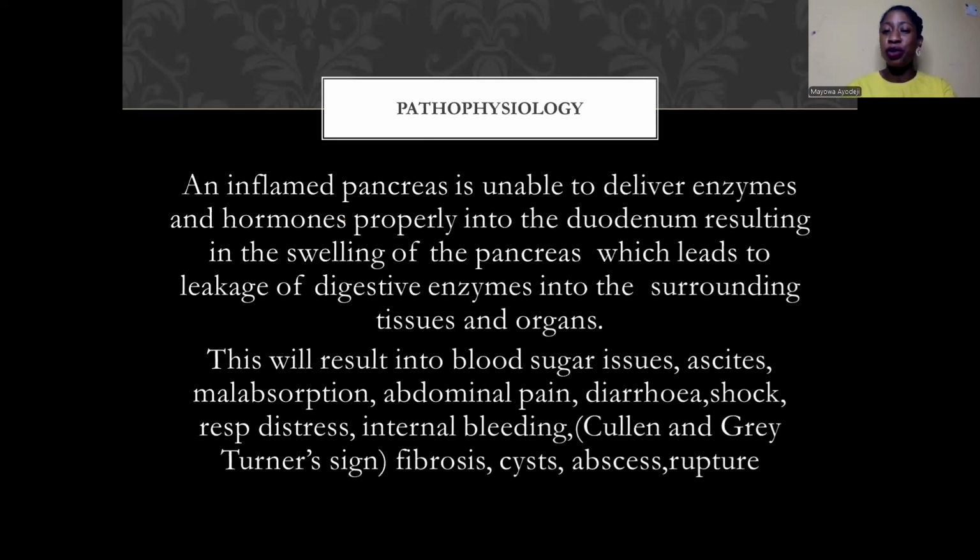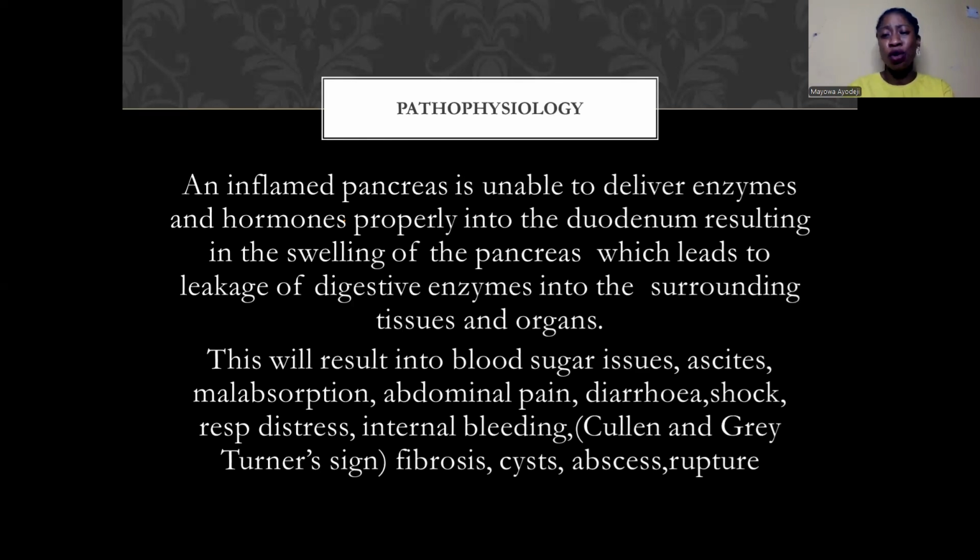This will result in blood sugar issues, and we all know the reason why: insulin, which helps in regulation of blood glucose, is not being produced. Patients can have ascites. I told you earlier that there will be leakage of digestive enzymes to the surrounding tissues, and it will begin to damage those organs.